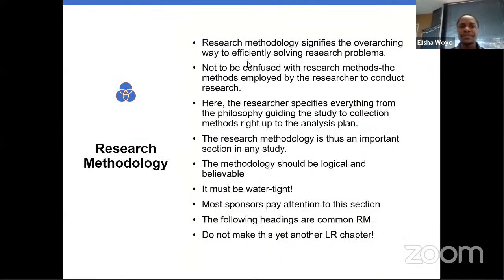Then maybe a quick run through, I think I'm almost done. I need to just quickly run through this. Your methodology explains how you are going to solve the problem. Please don't confuse methodology and research methods, because research methods are the methods that you employ in order to conduct the research. So with methodology, you are supposed to specify everything from the philosophy guiding your study, to collection methods, right up to the analysis of it. So a research methodology is very important in your proposal or in your final write-up.